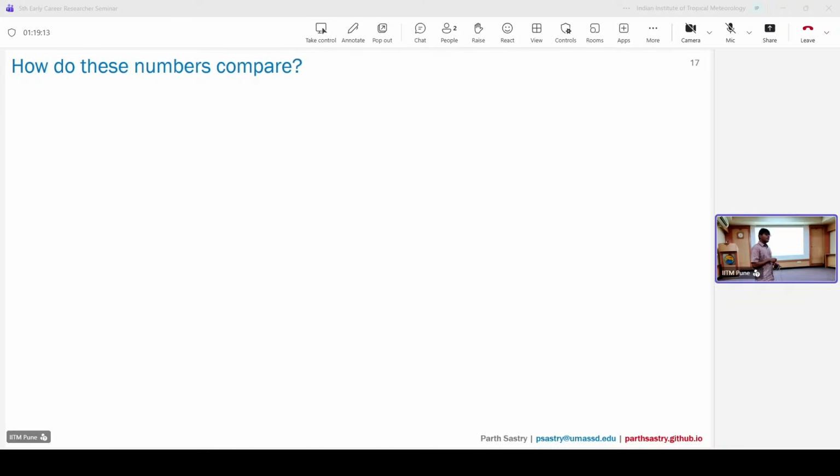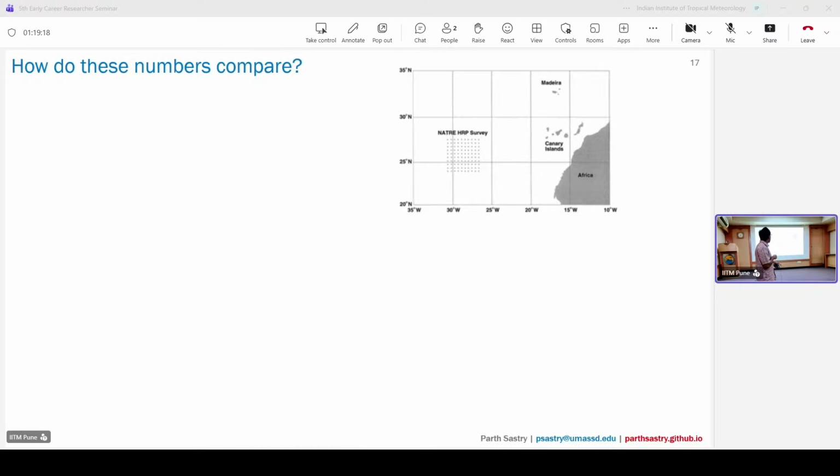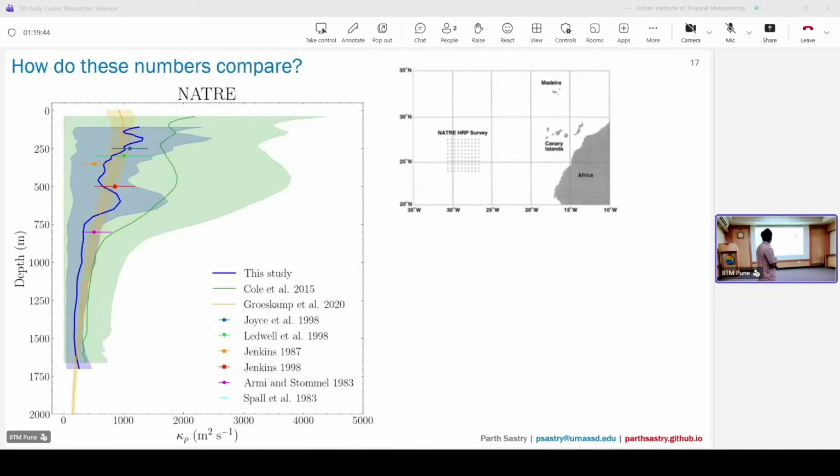But first, just to look at whether these numbers make sense in relation to observations, we compared our numbers to what you observed from in situ observations during the NATRE field campaign. This was the North Atlantic Tracer Release Experiment done in, I want to say the 80s, but don't quote me on that. And there were a bunch of dye release experiments done in this part of the ocean, and then they looked at where the dye flowed to characterize the along-isopycnal as well as diapycnal diffusivity of the water column over there.